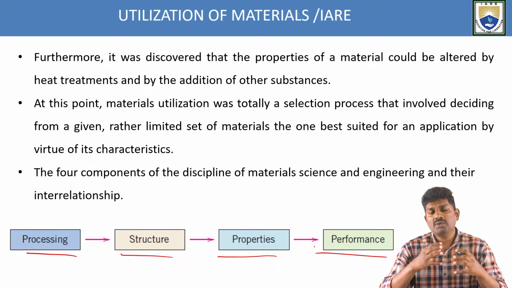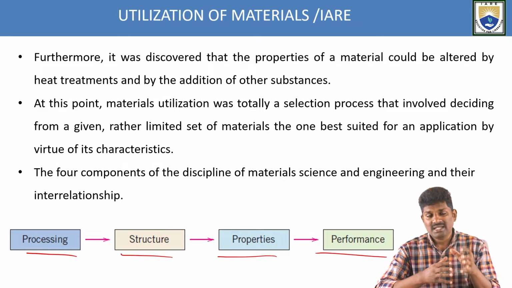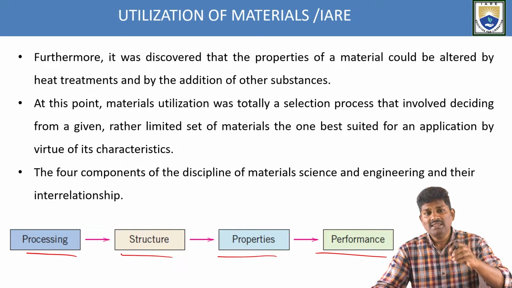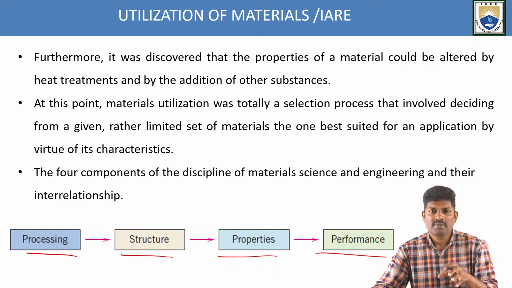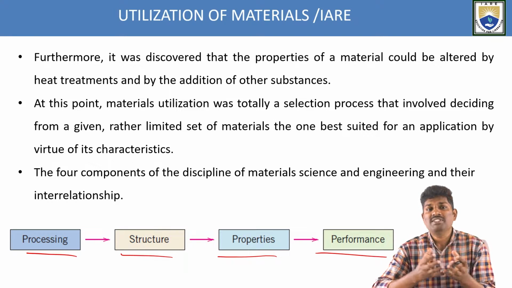So these are correlated to each other. The processing of the material is nothing but the synthesis of the materials. Structure, so what is the type of structure you have? And the properties, which include the mechanical, physical and chemical properties, and also the performance. The last thing is the performance. So all these are interrelated to each other. So if you change anything in these four categories, what will happen? The complete organization or the characteristics of the material will change.